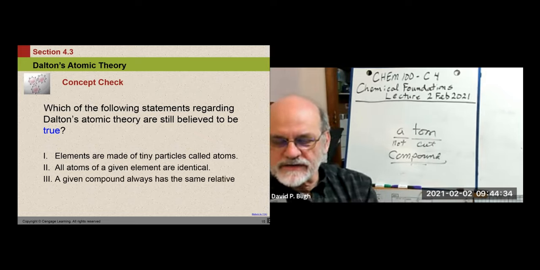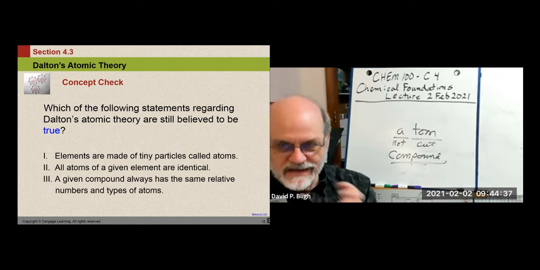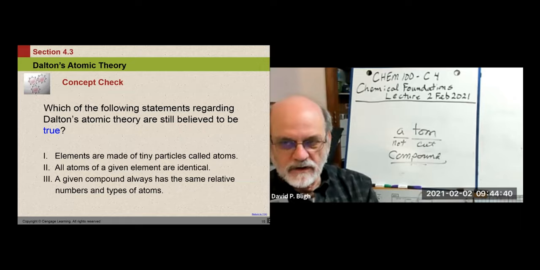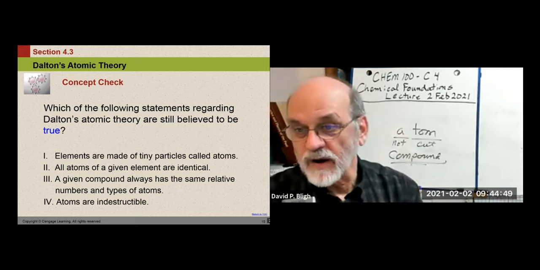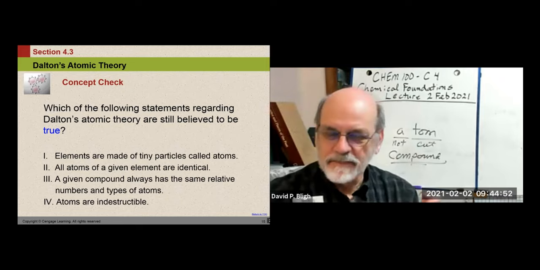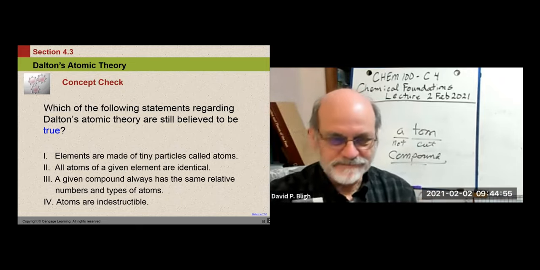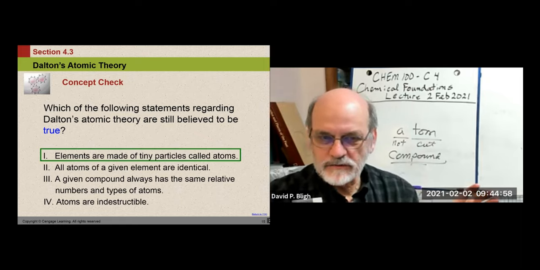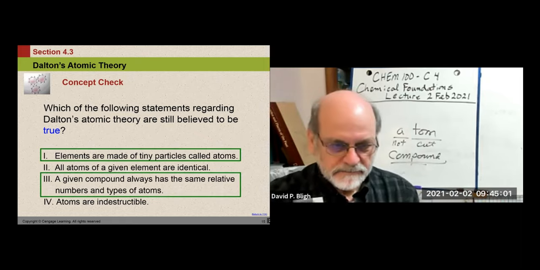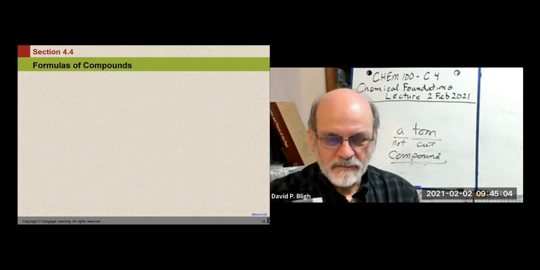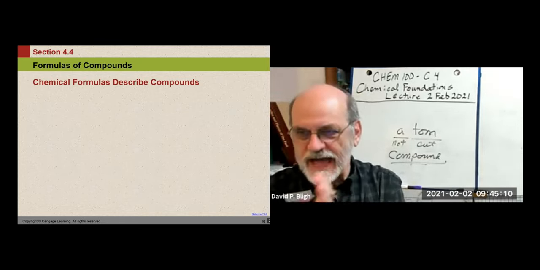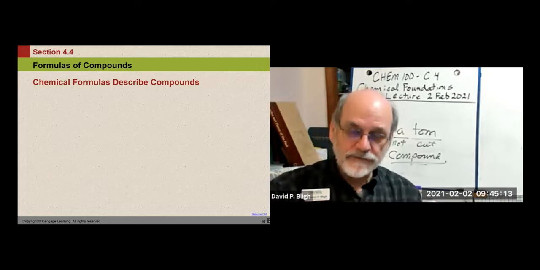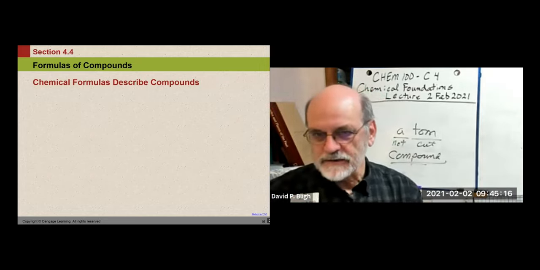A given compound always has the same relative number and types of atoms. Yes, that's true. Still true, always will be true. Atoms are indestructible. Nope. We've proven that sometimes they come apart naturally, called radioactivity. Sometimes we can blast them apart. That's true. The other two are not. So I'll come back to isotopes in a few minutes when we talk about the structure of the atom. So Roman numeral 2 and 4 in that list we'll cover in just a few minutes.